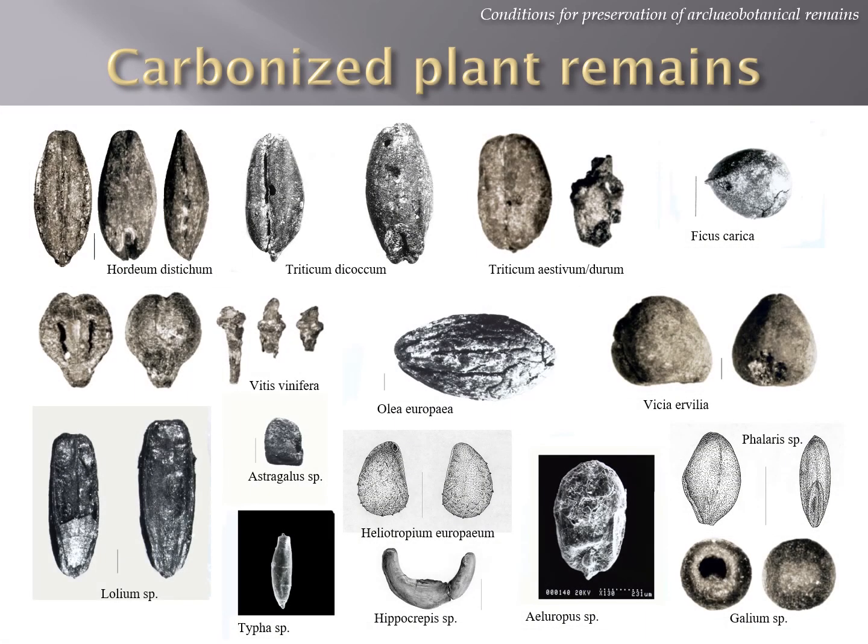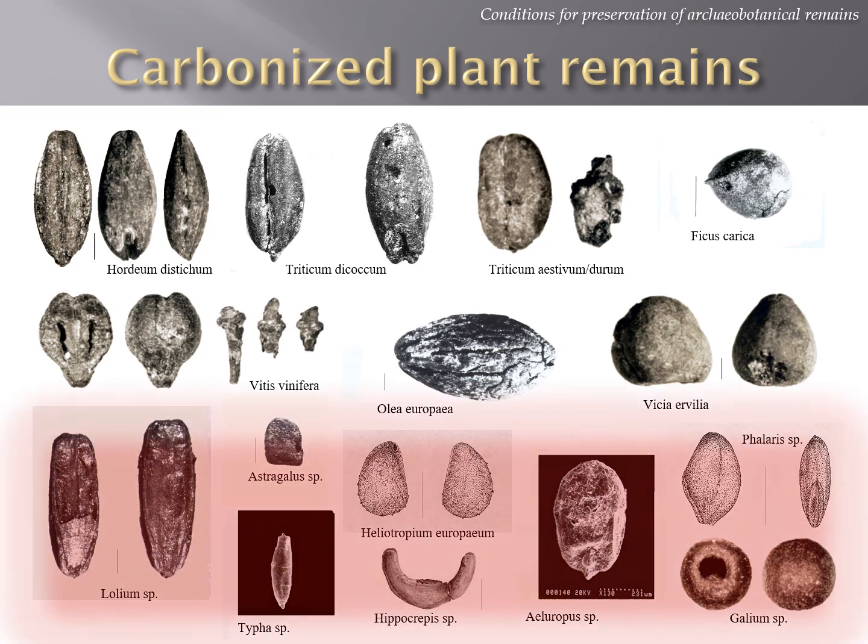Here you can see some carbonized remains, as they usually preserve in archaeological sites without waterlogged sediments. As generally in agricultural settlements, we mostly find cereal remains, but also other crop species such as fig, grape, olive, or legumes. A major component in such sites are also the wheat species.